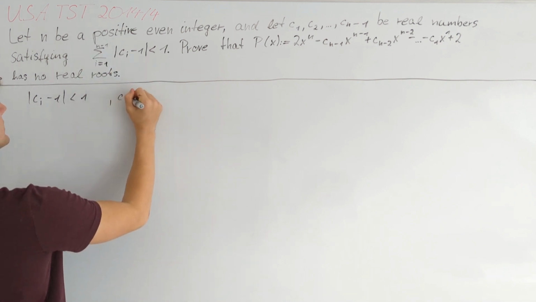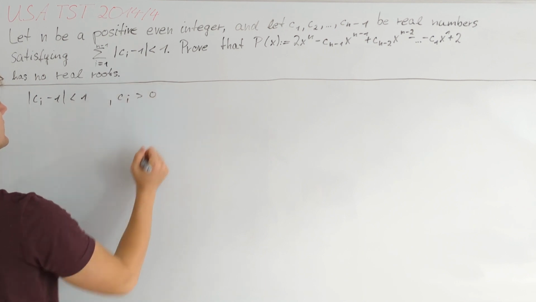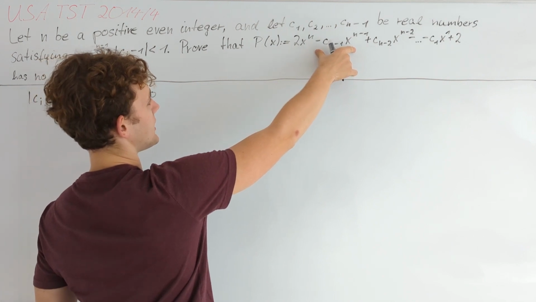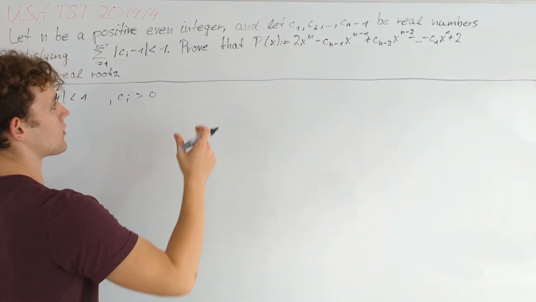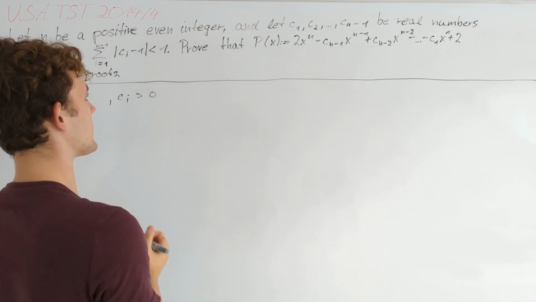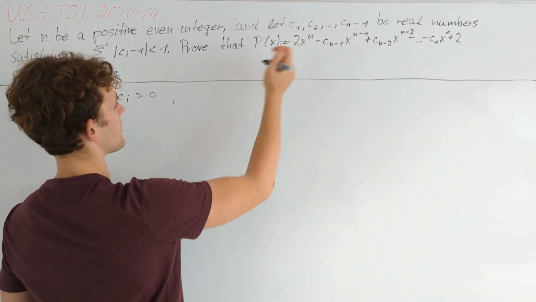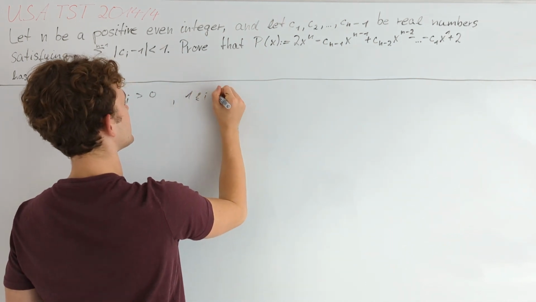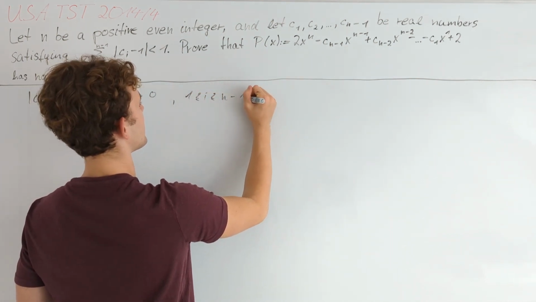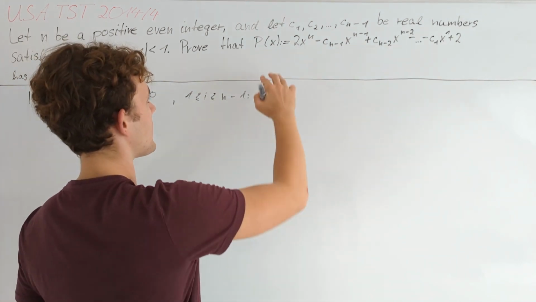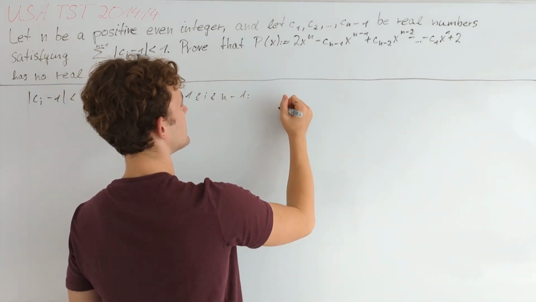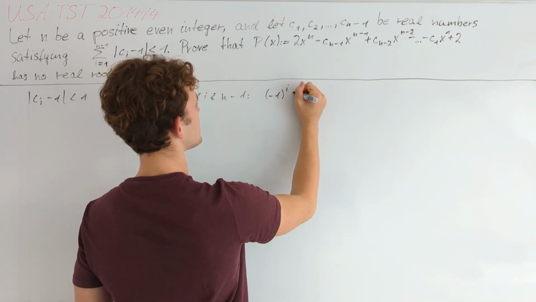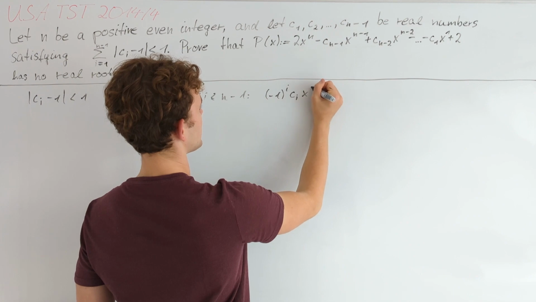Therefore, c_i must be greater than 0. Now we can take a look at what this tells us about each summand for p of x if we plug in some value for x. So for 1 less than or equal to i less than or equal to n-1, the ith summand of p of x is nothing but negative 1 to the power of i times c_i times x to the i.